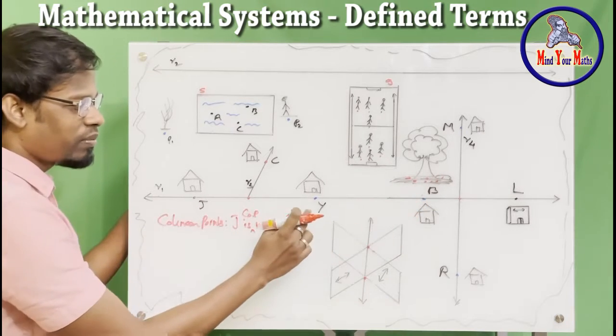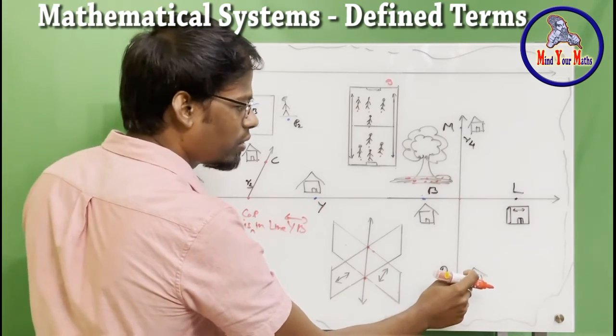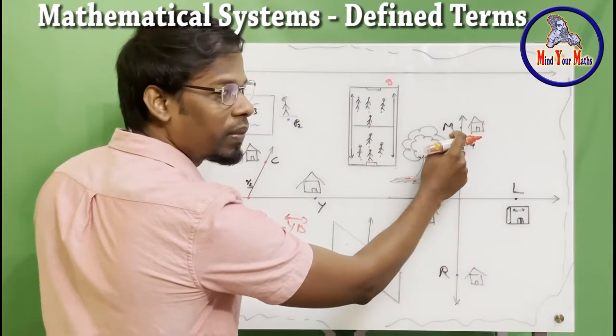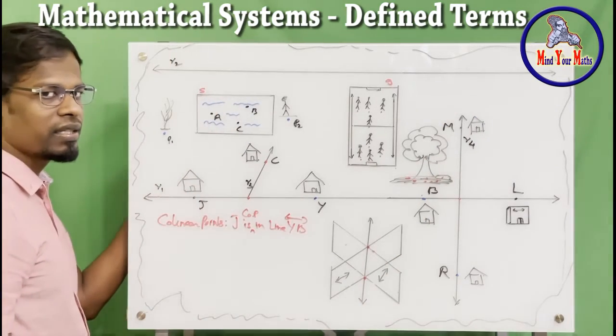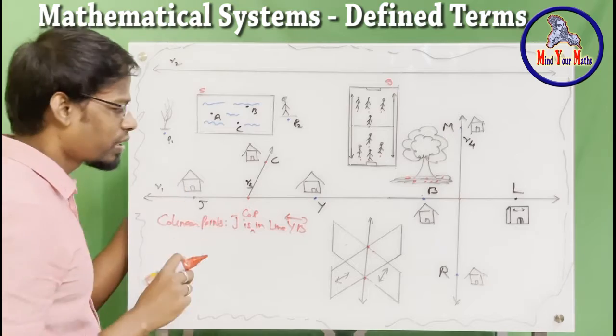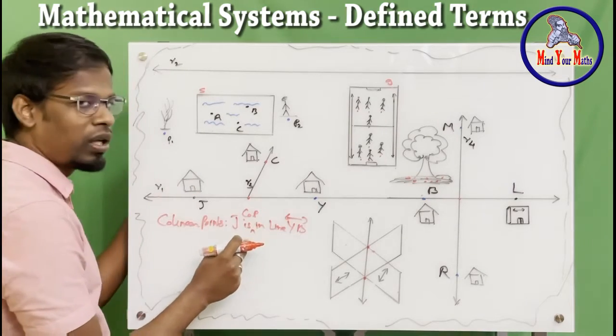At the same time, if you take this Y as a point, this is not a collinear point to the line RM, because that's a different line. It goes in a different direction. Got it? Okay, so as long as the point is in the same line, it's a collinear point.